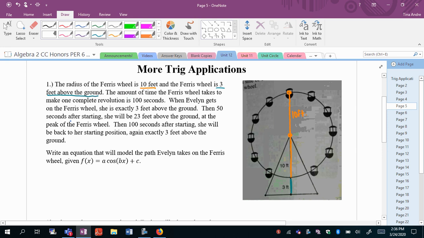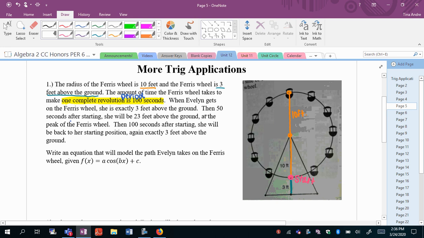The amount of time the Ferris wheel takes to complete one revolution is 100 seconds. That right there is important. That is our period. That's how long it takes to go completely around the circle. So this is actually the period, the length of one full cycle. When Evelyn gets on the Ferris wheel, she's exactly 3 feet above the ground. So all that is telling us is the starting point is actually right here, because when she gets on the Ferris wheel, she's getting on 3 feet above the ground. So this is actually where it's starting.